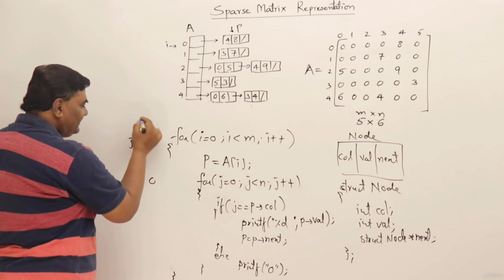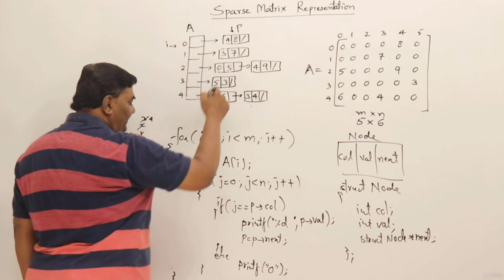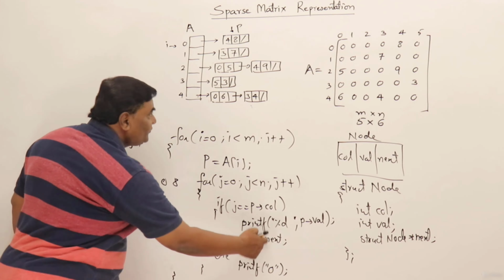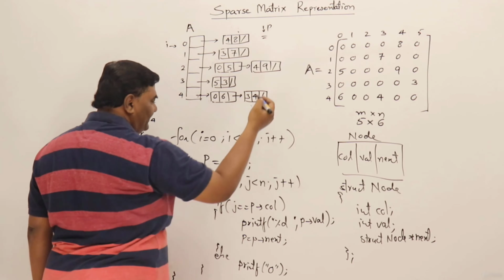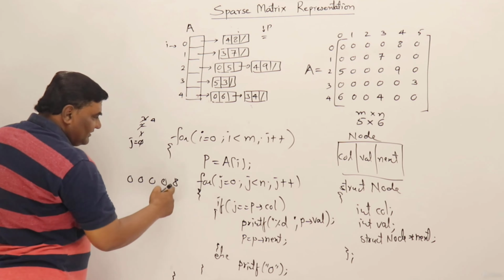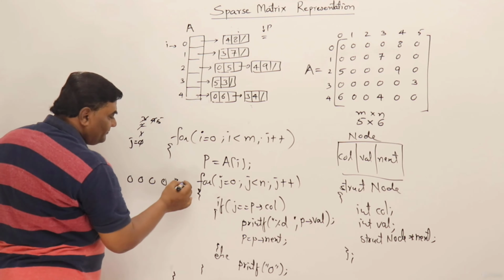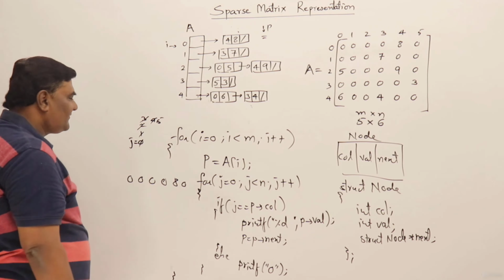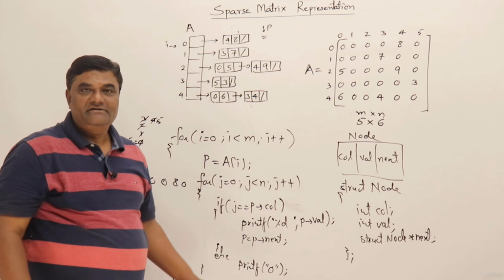Then j becomes 3. Print 0. j becomes 4. It's matching now. So print 8, and move to the next node. P will move to the next node and P became null. Then j becomes 5. Is it matching? No. Print 0. So that's how it will print all these things. That's how it can be displayed.